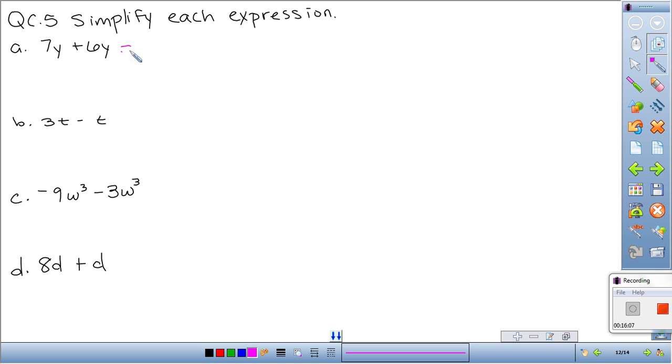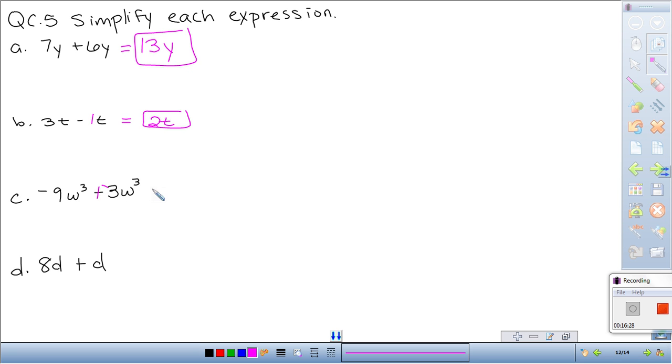A few more. 7y plus 6y, they are like terms. 7 plus 6 is 13. 7y plus 6y is 13y. 3t minus a t. So if I take away 1t, then I have 2t left. Remember that imaginary 1. Negative 9w cubed minus 3w cubed. So here's where we have to use our adding the opposite rule. Now they have the same signs and we add. Negative 9 plus negative 3 is negative 12. They're both w cubed. 8d plus c is 9c.